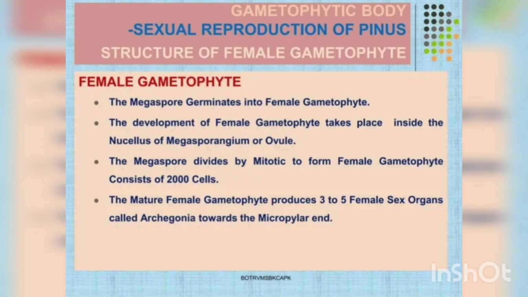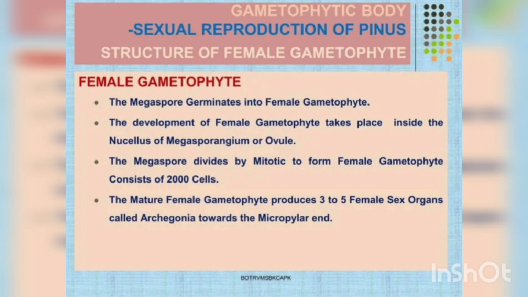The megaspore germinates into the female gametophyte. The development of the female gametophyte takes place inside the nucellus of the megasporangium or the ovule. The megaspore divides by mitotic division and forms numerous cells, about 2000 cells. The mature female gametophyte produces 3 to 5 female sex organs called archegonia towards the micropylar end. So this is what happens inside the female gametophyte.